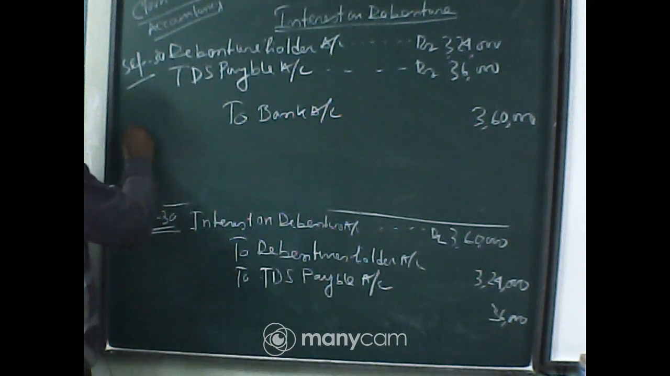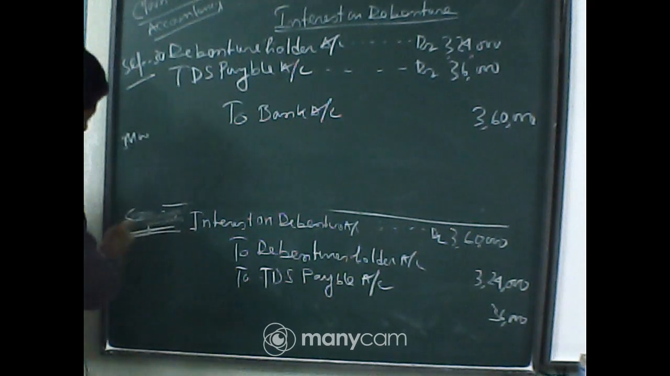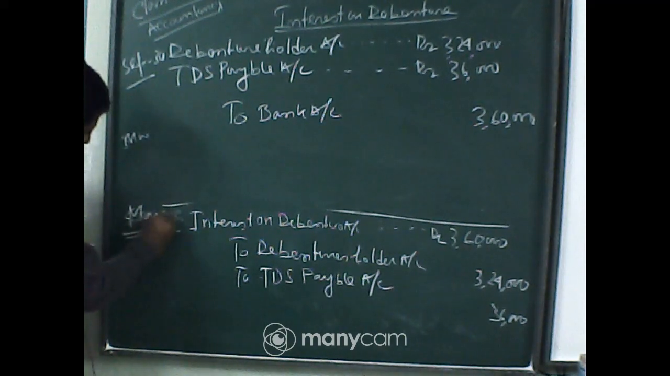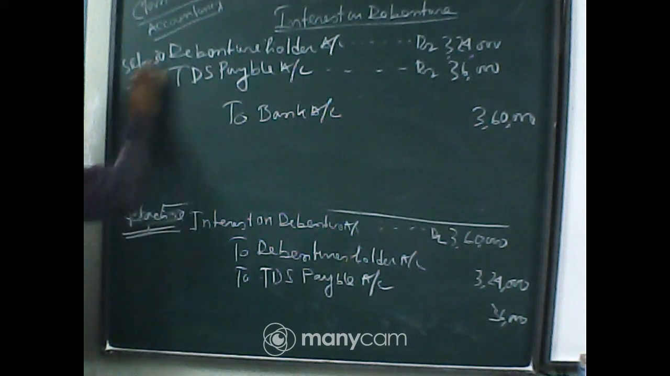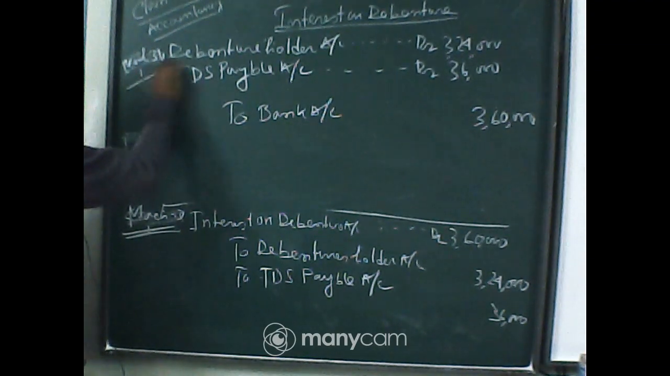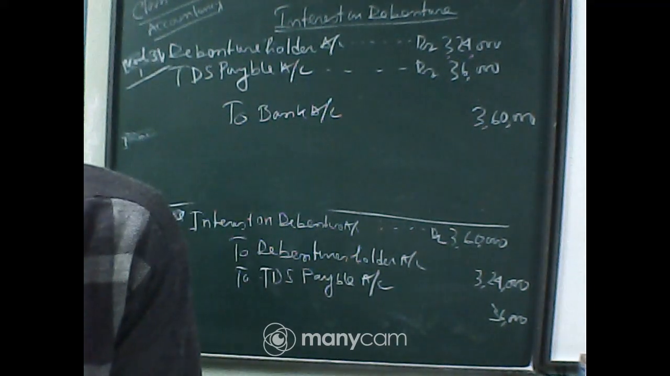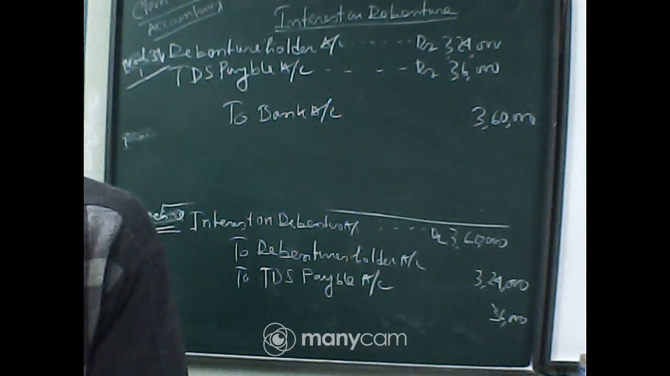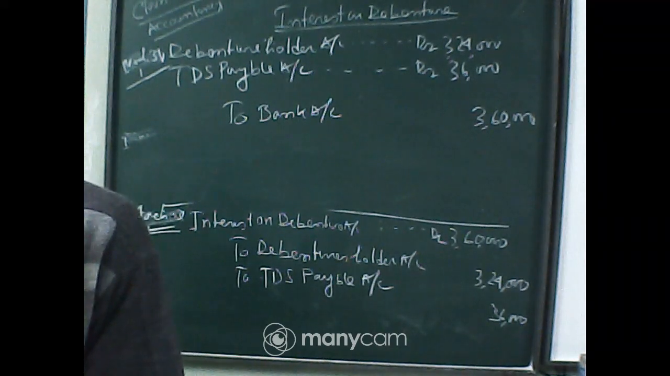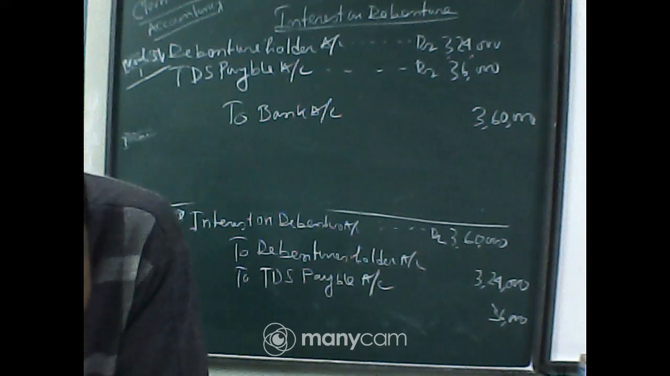So, March 31, the same entry you have to pass on March 31. Again March 31, I am just changing the date, same entry you have to make. Okay. Now, lastly, what do you actually have to do? Total interest amount, that is 3,60,000 and 3,60,000.